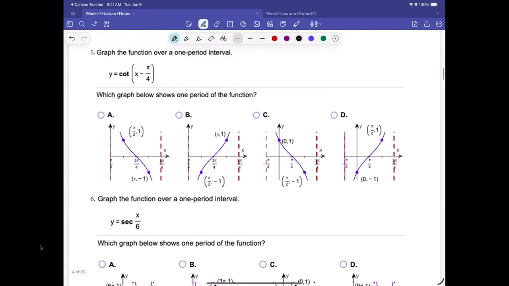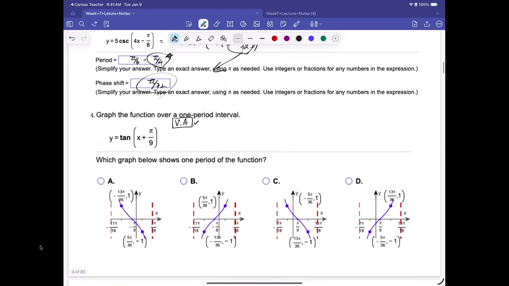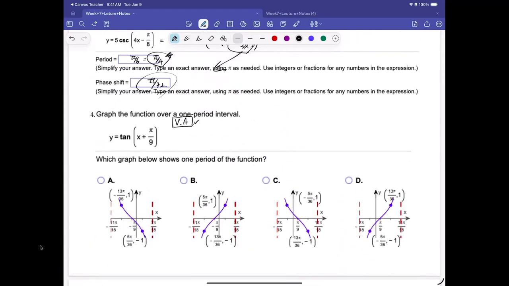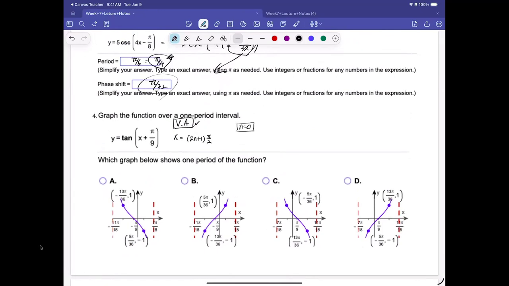So when the vertical asymptote, x is (2n plus 1) times pi over 2. So when n is 0, it'll be x plus pi over 9 equal to pi over 2.